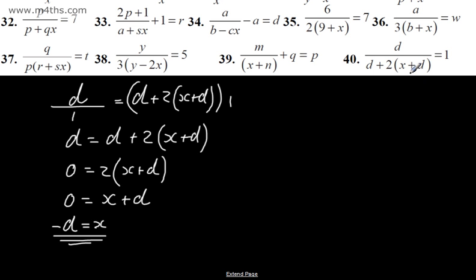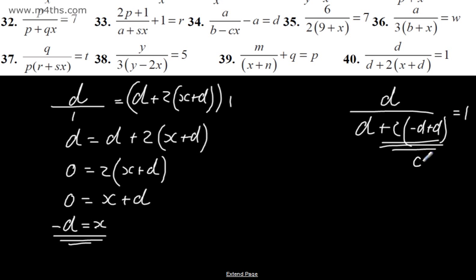Now if you think about that, if x is equal to negative d, what we have here is d over d plus 2 lots of negative d plus d, and that should be equal to 1. Well, this right here is going to give us 0. d over d, of course, is going to give us 1. So a nice little one to work with, and again lots of different approaches.